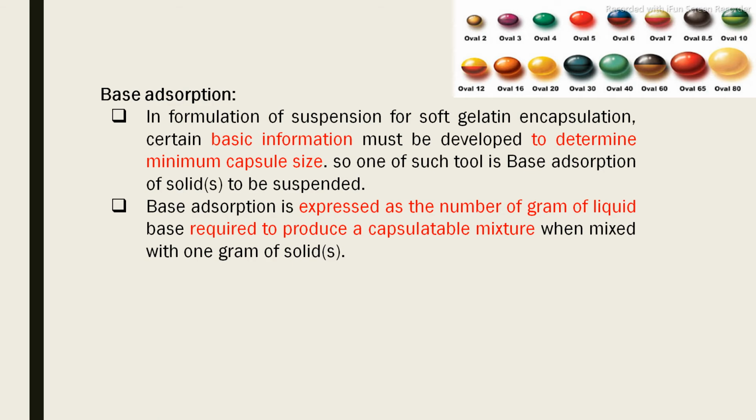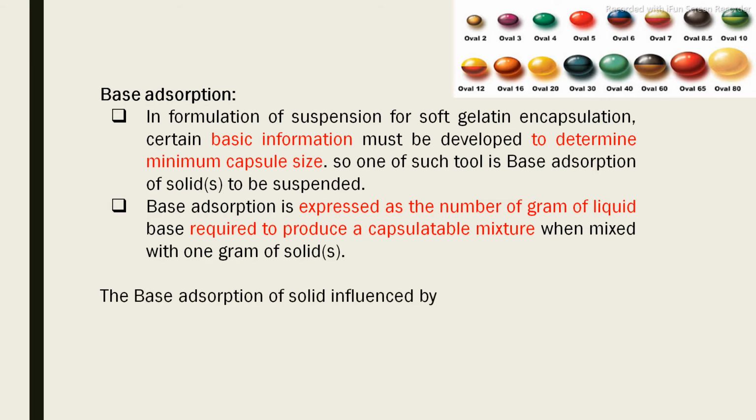As such, you cannot encapsulate the powdered material or any suspension. But first, you have to mix your powder along with some liquid, that is, the liquid base. You have to go on adding the liquid base until it is a very good capsulatable mixture. Once you get the capsulatable mixture, that is called base adsorption. On the basis of base adsorption, we can find out the capsule size, whether it may be oval 2, oval 3, 4, 5 or oval 80. In this way, you can decide the size of capsules.